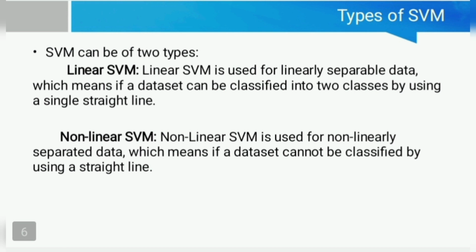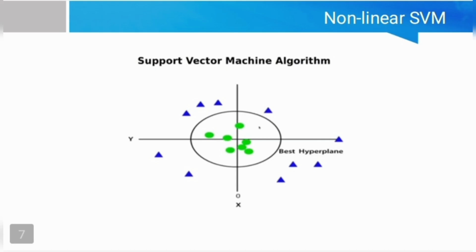Non-linear SVM. Non-linear SVM is used for non-linearly separable data, which means if a dataset cannot be classified by using a straight line, then such data is termed non-linear data, and the classifier used is called a non-linear SVM classifier. This is an example of a non-linear SVM hyperplane.